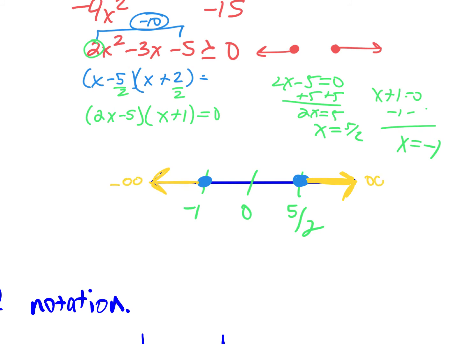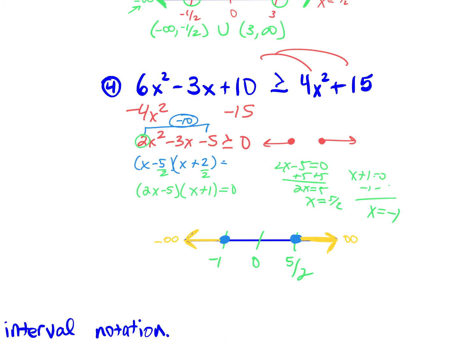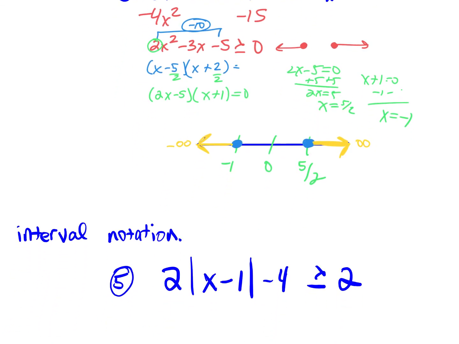Well, wait, let's check. I'm sorry. Let's check 0 in the very beginning. If I plug 0 on the left-hand side, what does the whole left-hand side become? 0. No. 10. Good. And then if I plug 0 in on the other side, what does the whole right side become? 15. Is 10 greater than or equal to 15? No. So we shaded correctly.